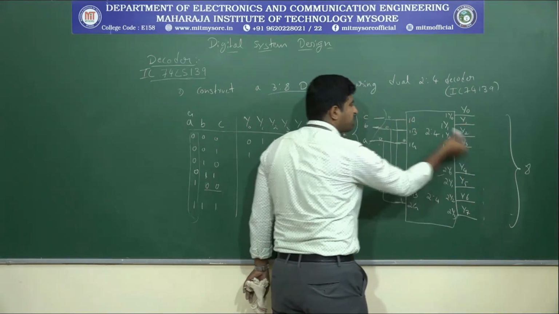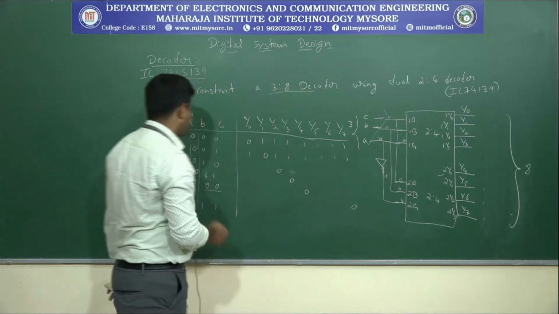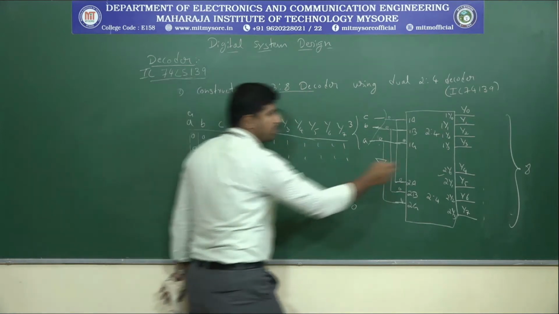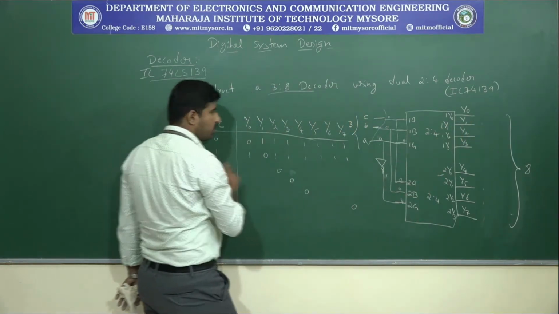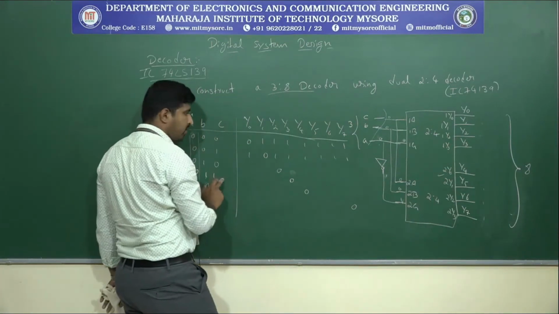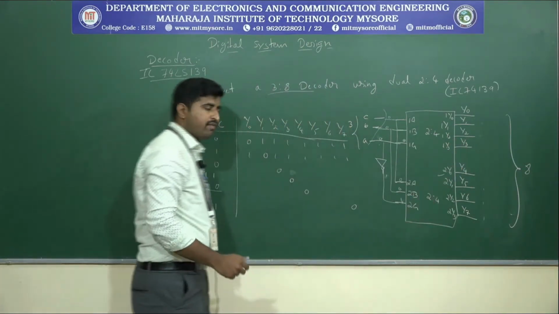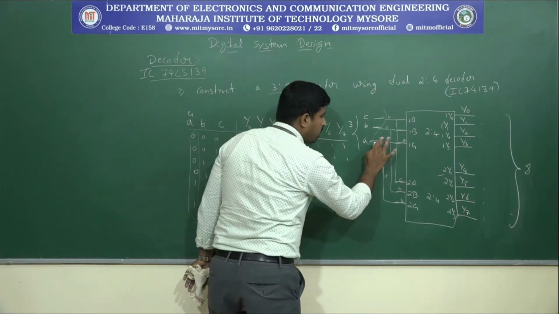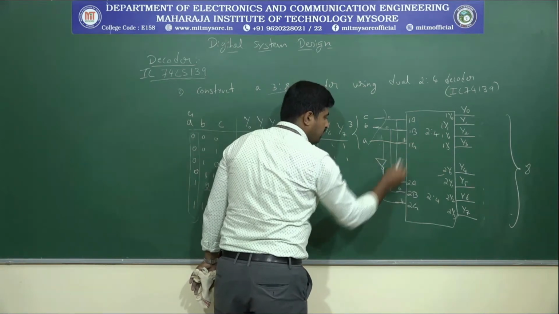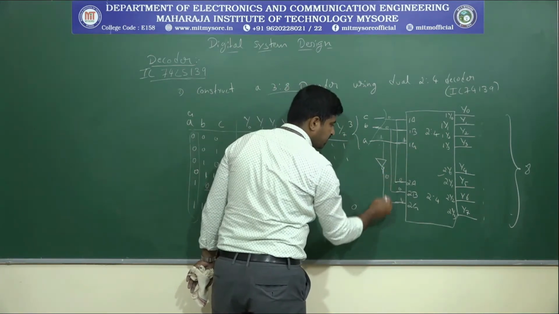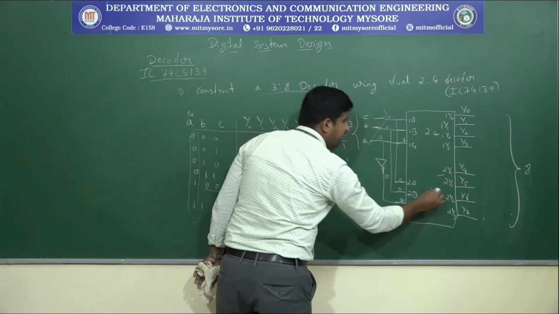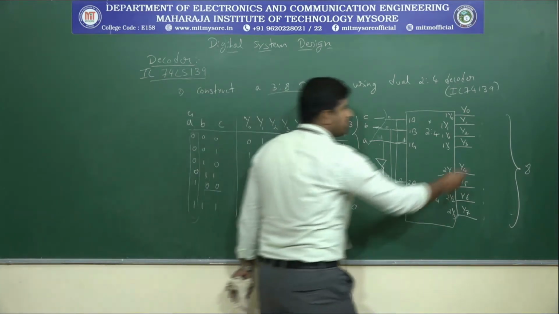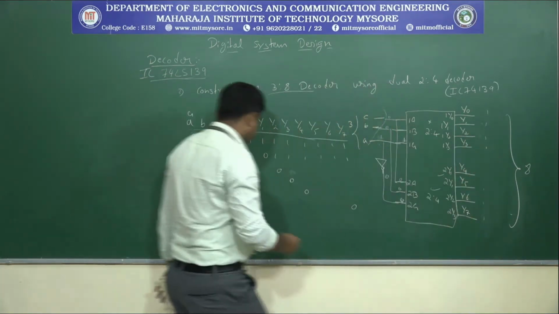But here this output will depend on the input. As per the given input combinations, 0 0, Y0 will be enabled. Next 0 1, Y1 will be enabled. 1 0, Y2 will be enabled, and 1 1, Y3 will be enabled. For the next combinations, when we give a 1 here, A will be logic 1 now. So this will be logic 1 and this will be logic 0. Since it's a logic 0, this will be activated and this will be deactivated. Deactivated means all the outputs will be 1 1 1 1. So that is what we are going to get.